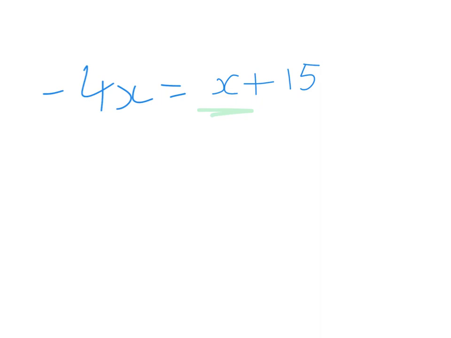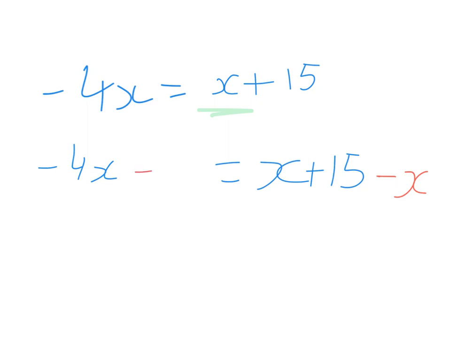So we'll rewrite the expression as it is. Minus 4x is equal to x plus 15. Then to try and get rid of the x on the right hand side, what we're going to do is take away x from this side. So x, take away x will leave you with nothing. What we do to the right hand side, we have to do to the left hand side always to match them up. So we're going to end up taking away an x from each side.